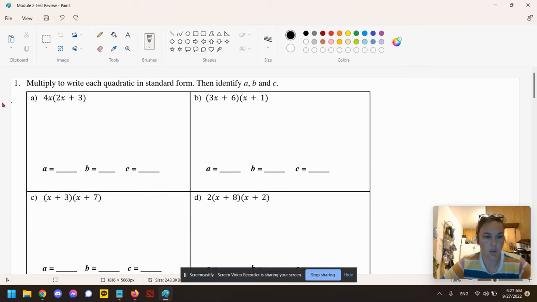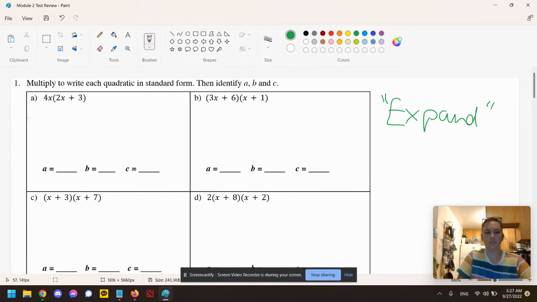We've got part 1, multiply to write each quadratic in standard form, then identify A, B, and C. I probably should have used the verb expand, right? Because I want you to expand each of these statements. Basically we're distributing. We've got 4x times 2x, which gives us 8, because the numbers 4 and 2 multiply to 8, and then x squared, because there's 2 x's multiplied together. Then 4x times 3, both positive numbers, so we put a positive. The 4 times 3 is a 12.